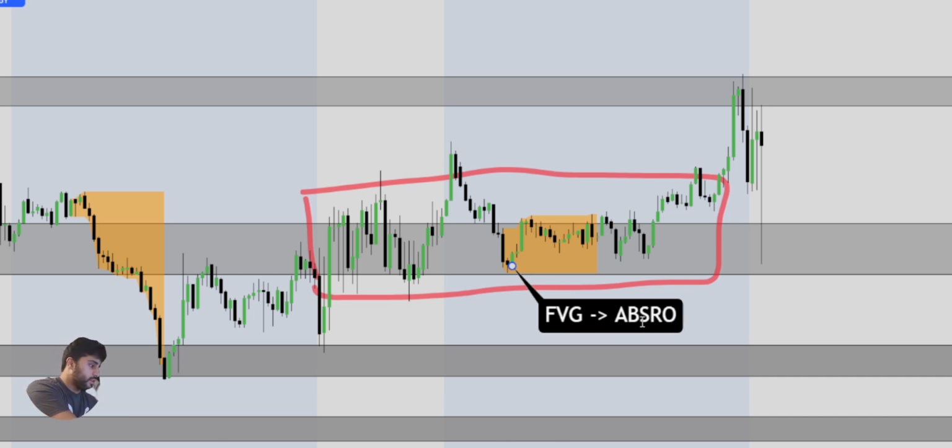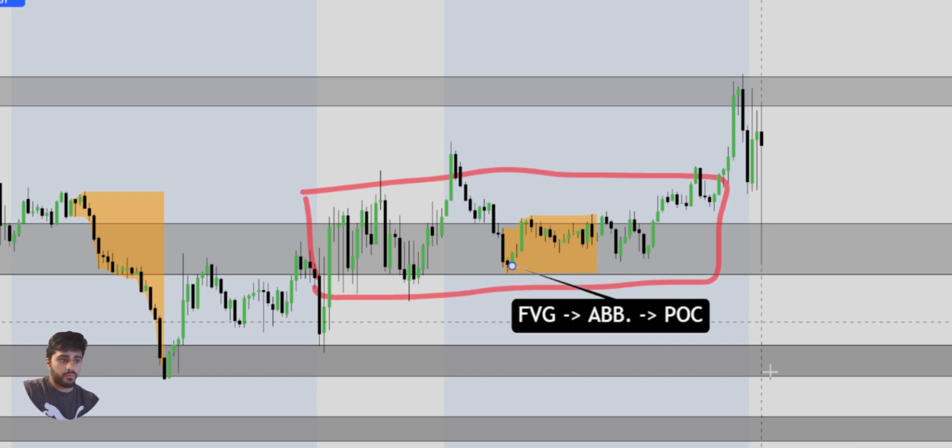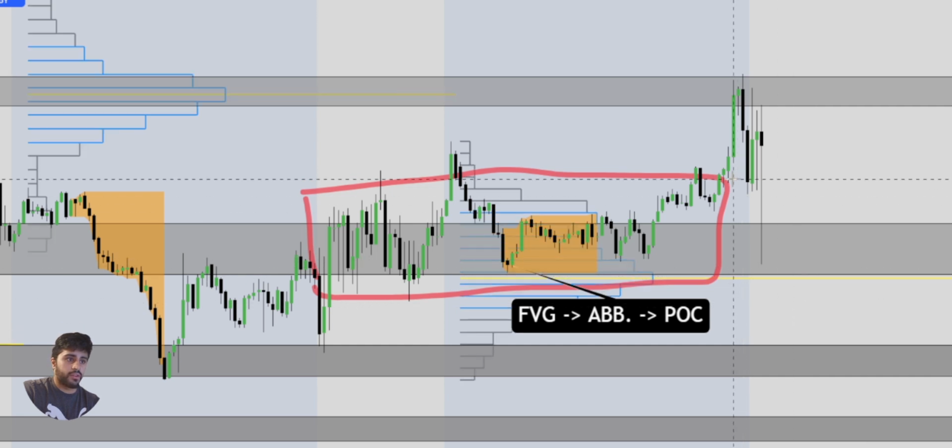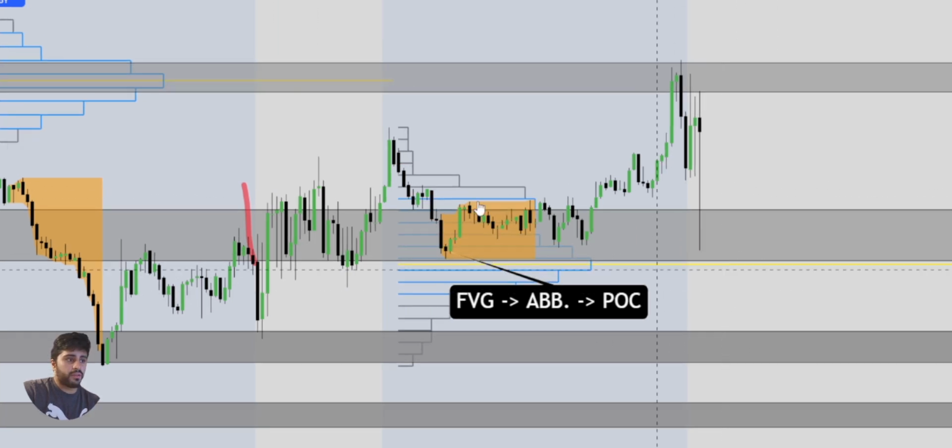So we have a fair value gap, we have absorption, I'm just going to write ABS, and the last thing is we have a POC, we have point of control, right? We have areas of high volume. Now, what does that mean, areas of high volume? So we're looking for that POC. Now, specifically here, this was our POC area.